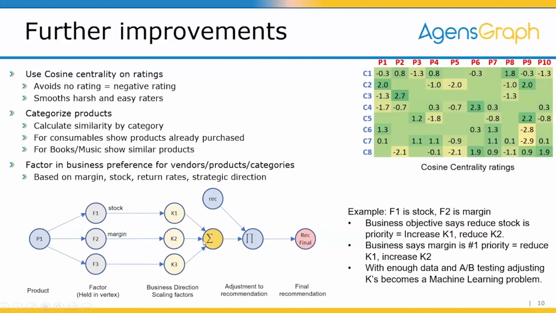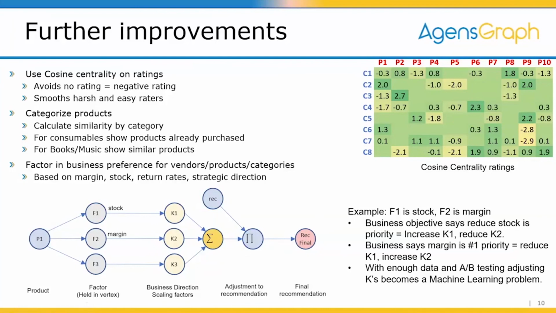And the result of this is when I sum all these together and mix it in with how I recommended P1 for a particular customer, then out will come a final recommendation that considers not just collaborative filtering, but also the direction that the business wants to point the organization and establish what it is that's important to the business at any time. Now, this can become a little machine learning problem as well.